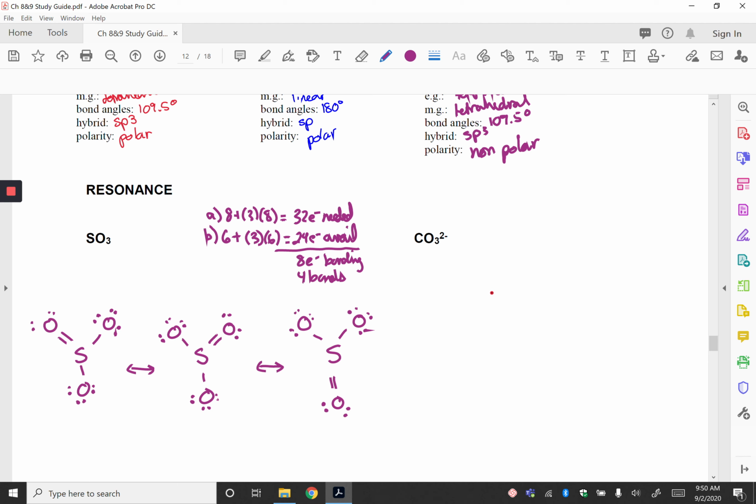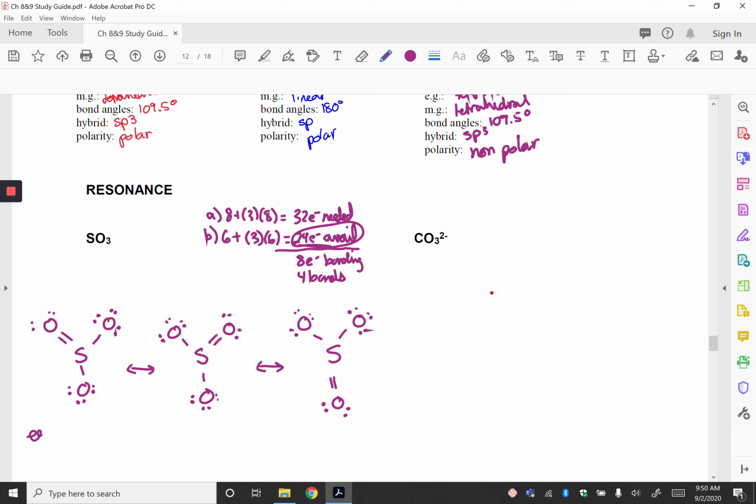And to make sure, you've got to check that you've drawn the available electrons. So we need 24 electrons, which means 12 pairs. So I'm going to count in pairs: 1, 2, 3, 4, 5, 6, 7, 8, 9, 10, 11, 12. And you should count all 3 of them just to make sure they check. So these are the resonance structures.